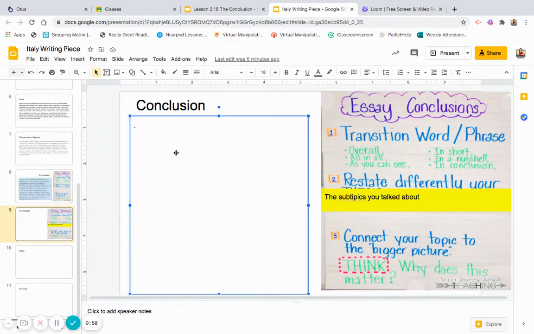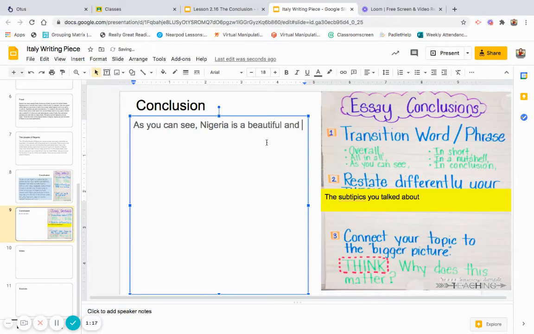So the first thing I'm going to do is add the transition word, number one. The one I chose is as you can see. That's my transition word that's letting the reader know that there's a conclusion. Nigeria is a beautiful and diverse country full of culture and tradition. So I wanted to just once again sum up everything about Nigeria as well. I'm not really giving any facts and details. I kind of wrote this in the introduction as well.